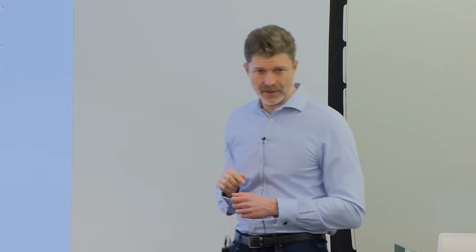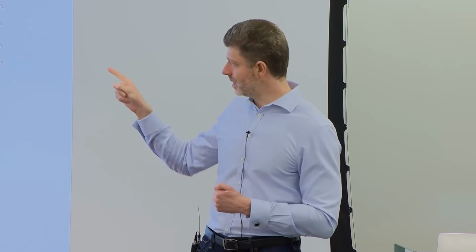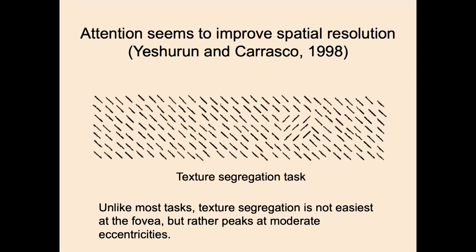Now, one of the peculiar things about this particular task is that unlike most other visual tasks, texture segregation is not easiest when the target is presented at the fovea. For most kinds of things that I would ask you to do, you will do best at that task if you fixate the thing that you're being asked to detect or discriminate. But for texture segregation, that's not the case. You actually are best at texture segregation if you look a little bit to the side of the thing that you need to detect.